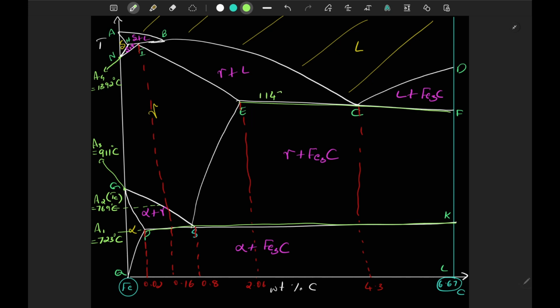Temperature is 1147 degrees Celsius. And this line is the peritectic line. Here the temperature is 1493 degrees Celsius. And at point A we have 1536 degrees Celsius, which is the melting point of iron.